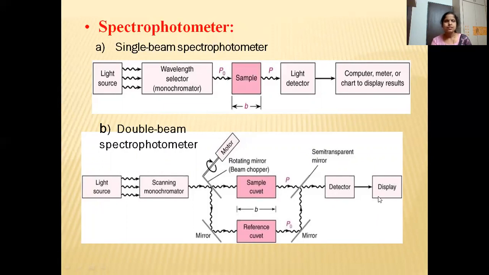So the main difference between single beam and double beam is that here only one beam of light is made to pass through the sample. Here the monochromator light is split into two beams, where we are using two cuvettes simultaneously, one for the sample, one for the reference. And then the transmitted light signal is detected by the detector and displayed.